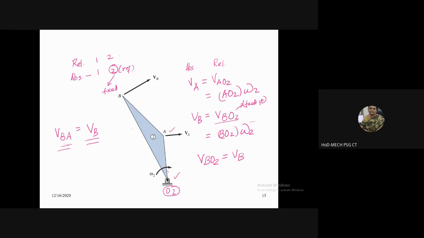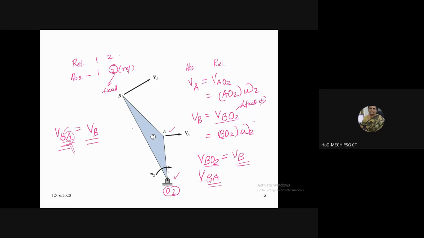So now this is the relative velocity of a point B on link 2 with respect to another point A on the same link, which itself is moving. Please note the difference between the velocity of B with respect to O2 and the velocity of B with respect to A. Whenever you have two subscripts, it means relative velocity. VBA is the velocity of B if A were fixed. Velocity of B with respect to O2 is the velocity of B if O2 were fixed. But O2 is really fixed, so it becomes the absolute velocity also.